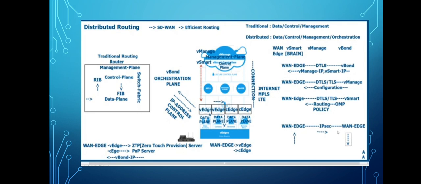So we've got two different types of routing. The first one is traditional and the other one is distributed. The traditional one will be taking care of data, control and management. In distributed, you will be having orchestration.